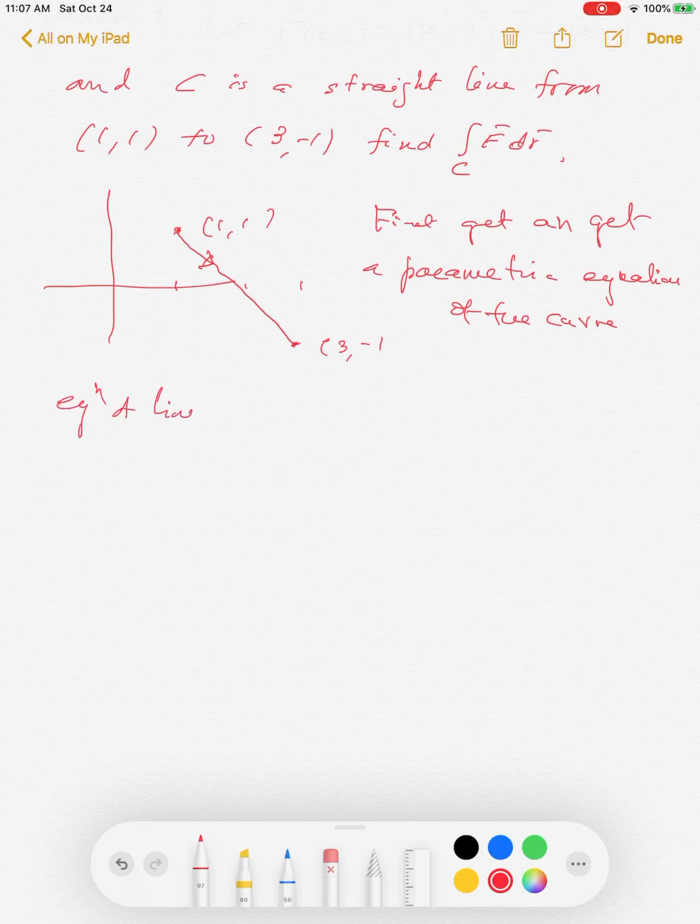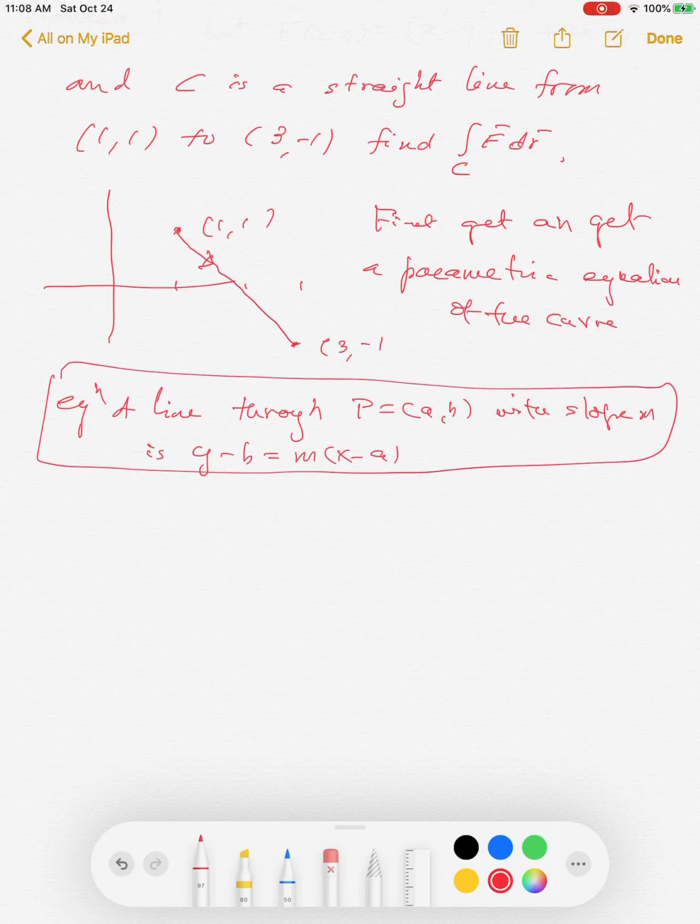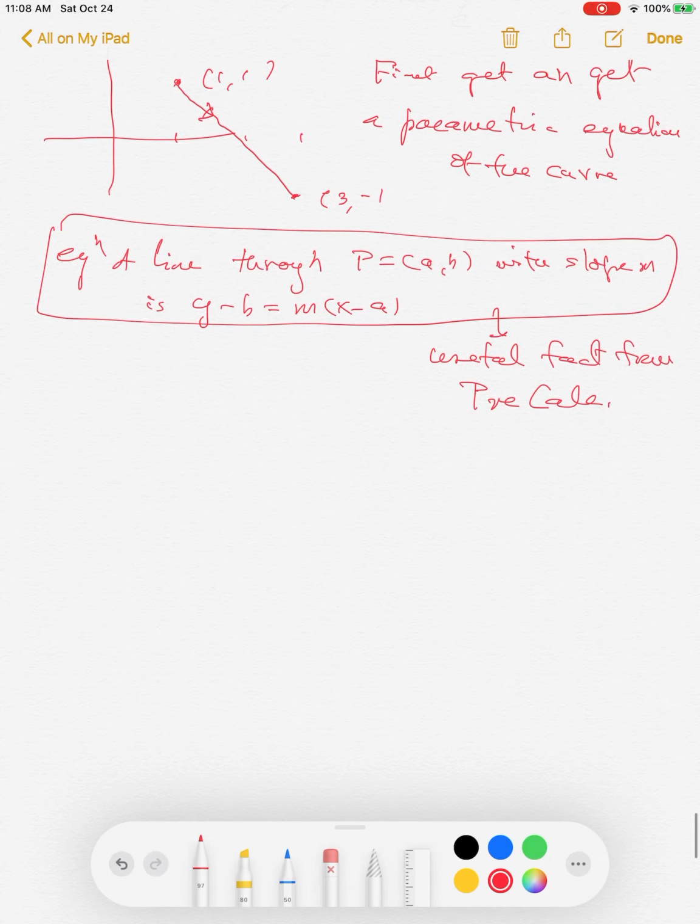So a very useful formula from pre-calc is the equation of a line through a point. This is the only formula that you need: through the point P equal to (a, b) with slope m is y minus b equal to m times (x minus a). This is what you will need, a useful fact from pre-calc.